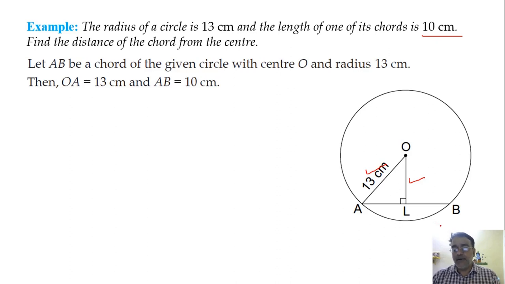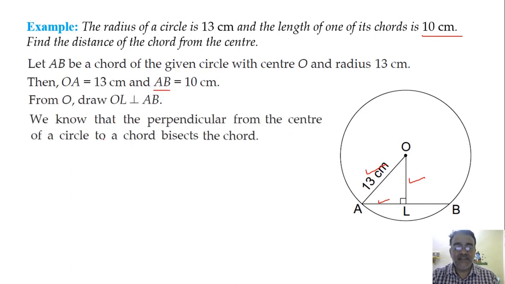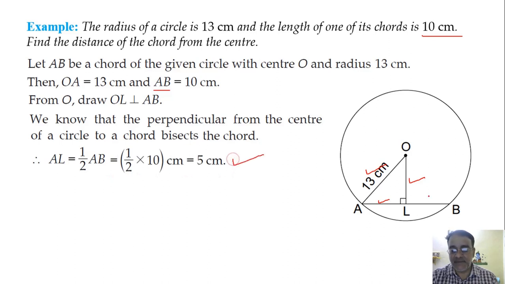Now we know that perpendicular drawn from center to chord bisects the chord. So what is the length AL? 5 cm. Right. Half of AB. So AL is equals to half of AB, so half of 10 will be equals to 5 cm. अब हम लोग को OL निकालना है. How will you find OL now? Using Pythagoras theorem. Very good. So what you will get if you use Pythagoras theorem?